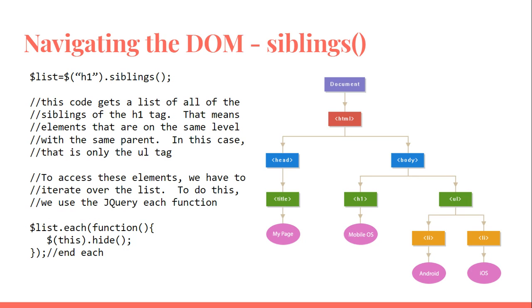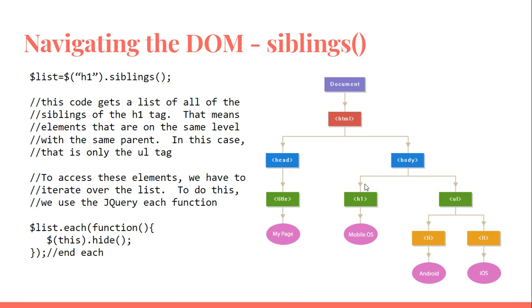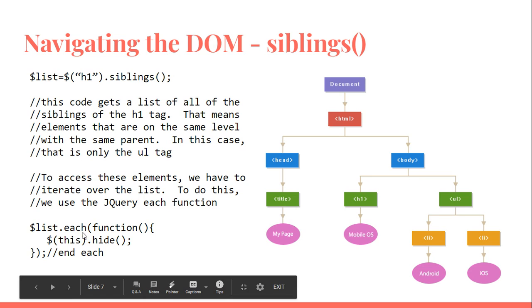Siblings then is the concept of nodes that are on the same level with the same parent. So head and body are siblings. H1 and UL are siblings. LI and LI are siblings. However, H1 and title are not siblings. They're on the same level, but they don't have the same parent. Once again, siblings will give us a list of all of the siblings. And then if I want to iterate over them, I can use that each function again.